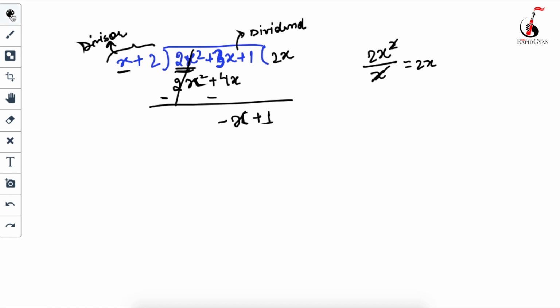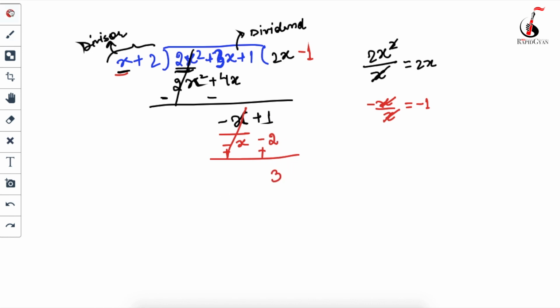Now what will you have to do again? Find the first term of this, which is minus x, and the first term of your divisor, x. Divide: minus x divided by x gives minus 1, correct? So write here minus 1, and now multiply minus 1 with the whole divisor, x plus 2. Minus 1 into x gives minus x, and minus 1 into plus 2 gives minus 2. Now the signs will be changed. Here it's minus, so it will become plus. This will cancel out. So plus 2 and plus 1, this is your 3.